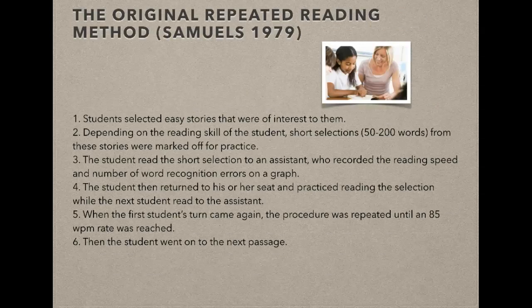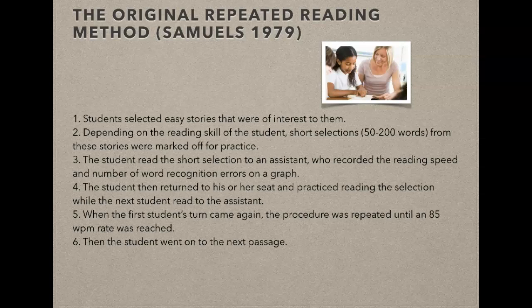The original repeated reading method, which was established by Samuels for his study in 1979, began where students selected stories that were of interest to them and on their reading level. Depending on their skill, the student had a selection to read between 50 and 200 words, and they were able to practice reading that section.